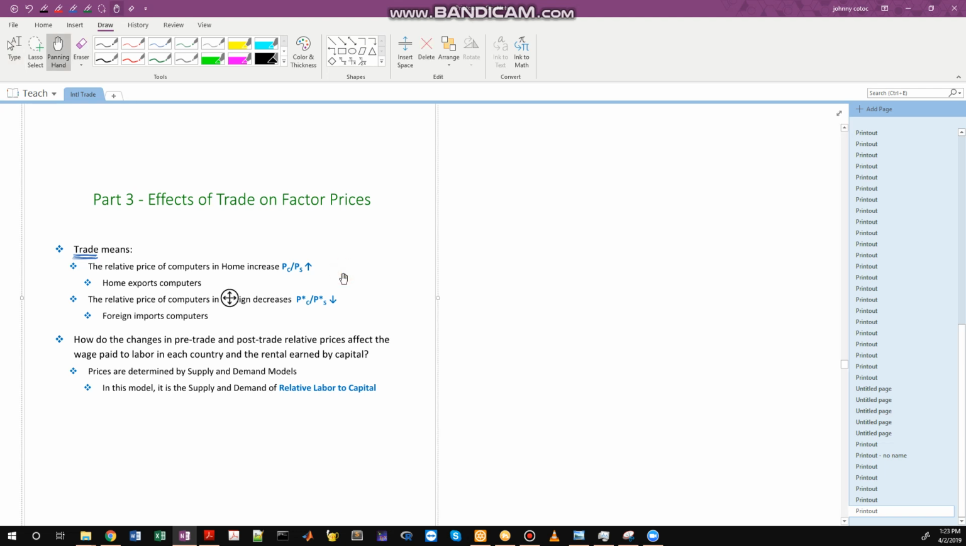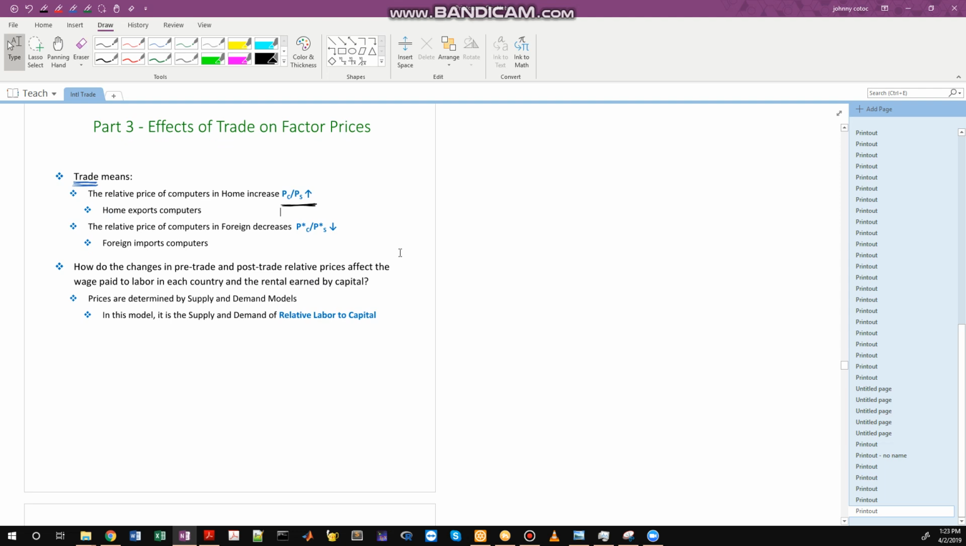So the first thing that we see happening is that because home is abundant in capital and computers are produced intensively through the use of capital, the price of computers relative to shoes goes up. Okay, so what happens when there's a change in these prices? In order to understand that, we have to look at the relative labor to capital and how that changes because of the change in prices.